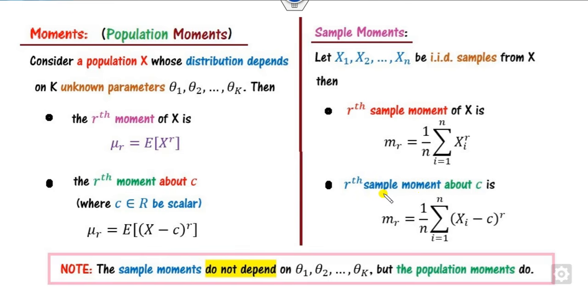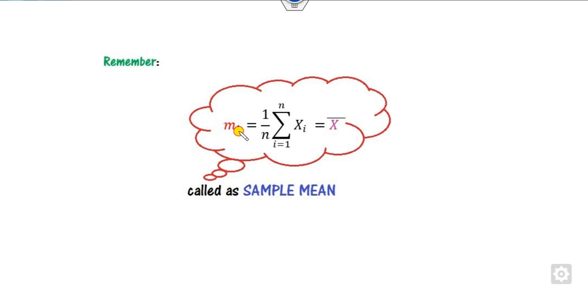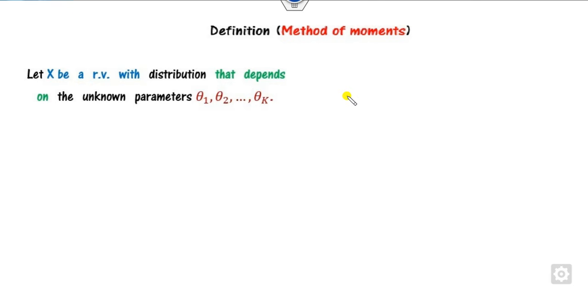Another thing is, whatever sample moments there are, they don't depend upon the population parameters, while the population moments depend upon these unknown parameters. That's why we always work with the sample moments to try to locate the unknown population moments, and our target is to find the estimators of theta. As I discussed, m1 is nothing but my sample mean.